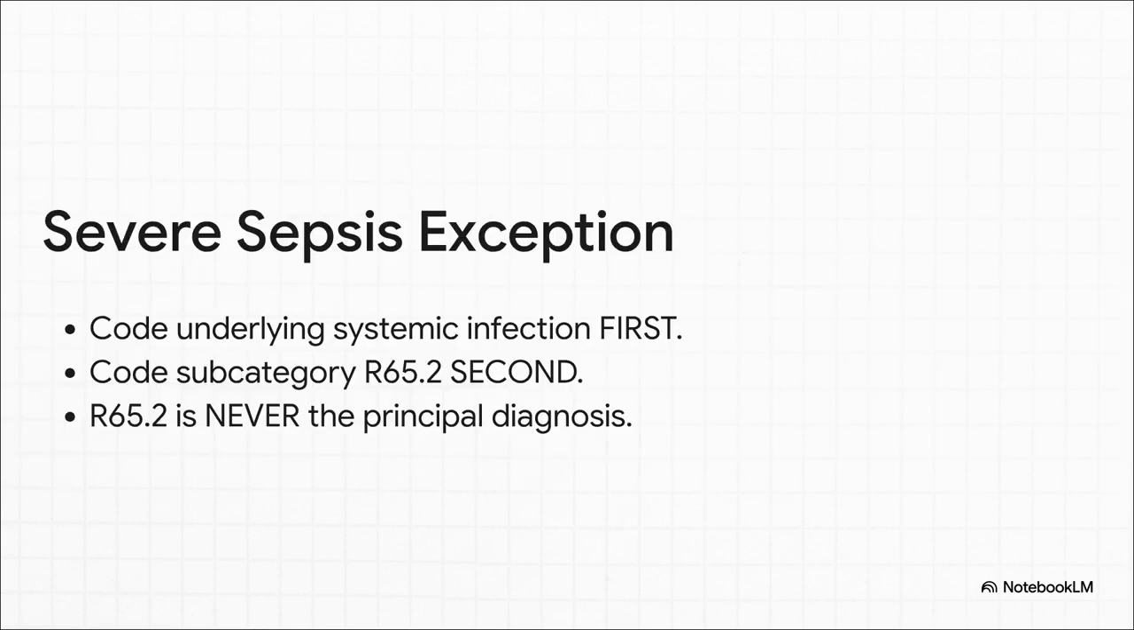And there is a famously strict exception to look out for: severe sepsis. If a patient is admitted with severe sepsis, your first instinct might be to put that first, right? Well, actually, scratch that. The guidelines explicitly demand that you sequence the underlying systemic infection first. The code for severe sepsis, that subcategory R65.2, can never, ever be assigned as the principal diagnosis. Your sequence has to tell the true clinical story. An infection happened, and severe sepsis was the result.